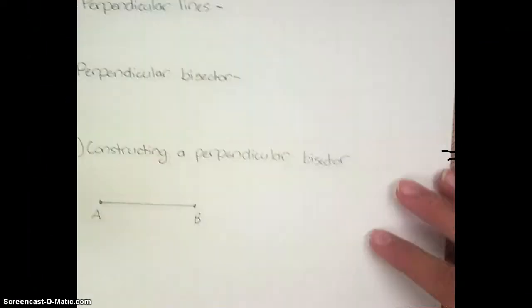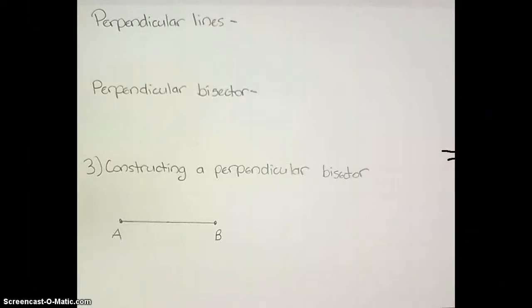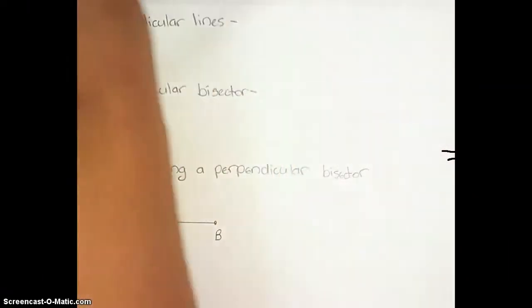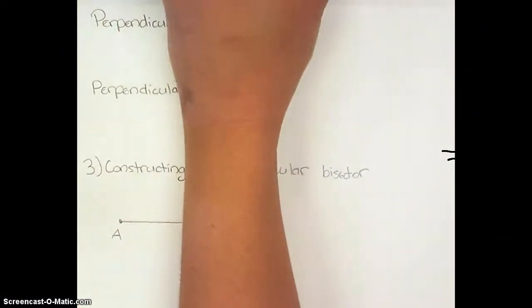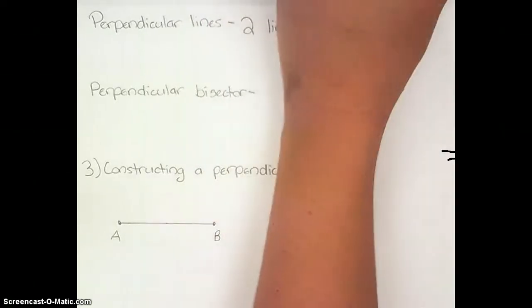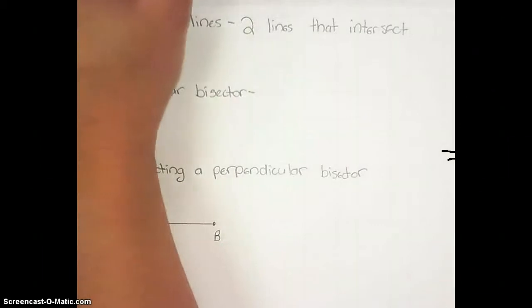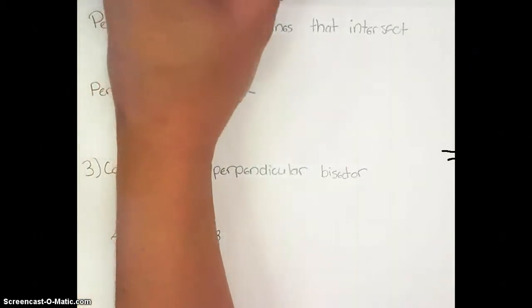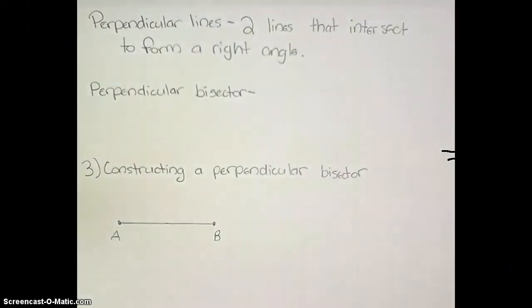So next, let's define a few more words here. We need to define perpendicular lines. I'm sure that you've seen this before. Perpendicular lines are just two lines that intersect to form a right angle. Okay, any two lines that intersect to form a right angle are perpendicular.